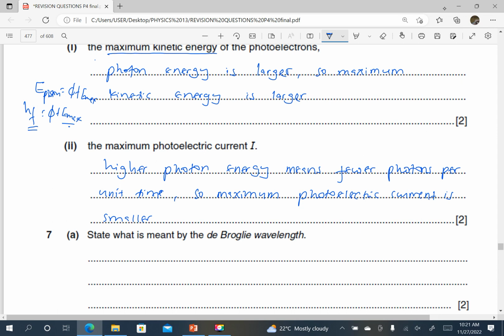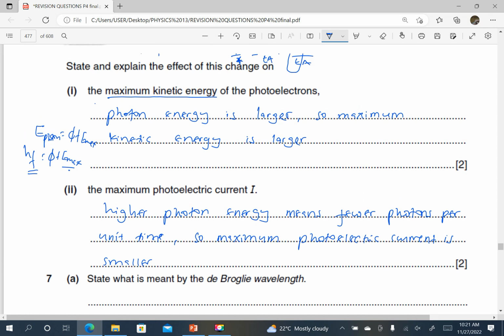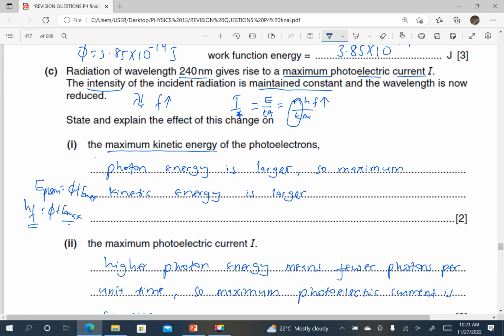This is the most confusing question here. They say the intensity of the incident radiation is maintained constant. What happens to the photoelectric current? Remember, the photoelectric current is the number of electrons emitted per unit time.